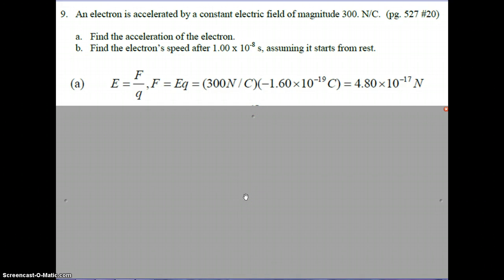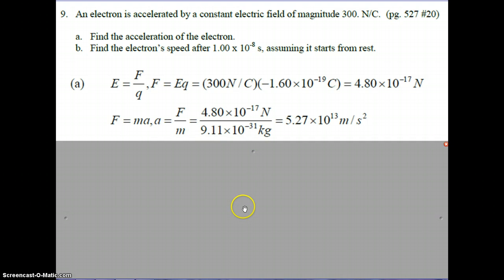We start by using the strength of the electric field and the fact that we know the charge of an electron to solve for the force acting on that electron, which would be 300 times 1.6 times 10 to the negative 19, which is 4.8 times 10 to the negative 17 newtons. Yes, that force would be negative, but all that tells us is that it's in the opposite direction of the electric field.